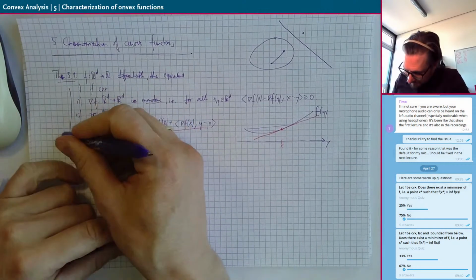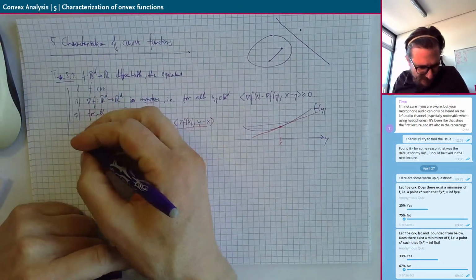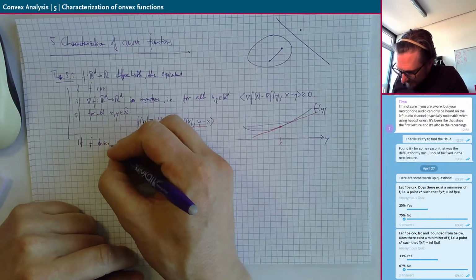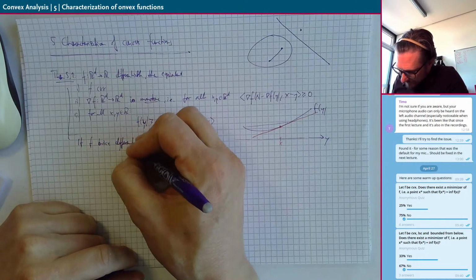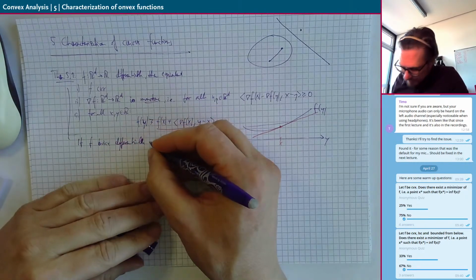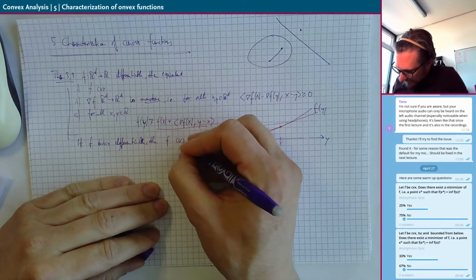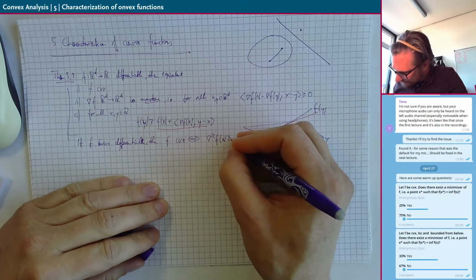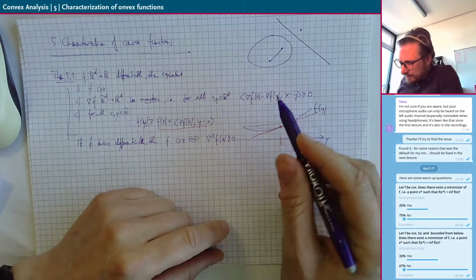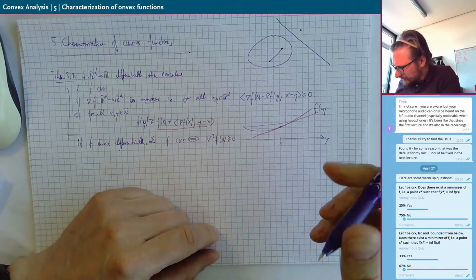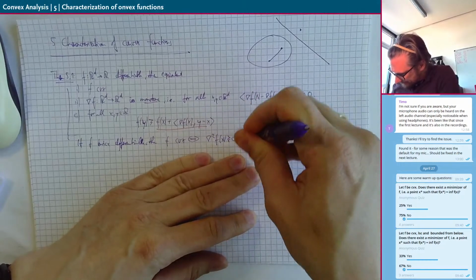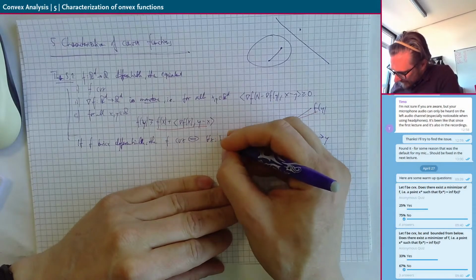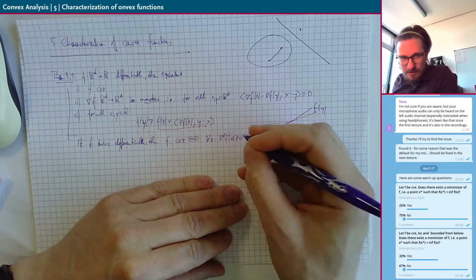Oh no, this is not the full result. There's more. If f is twice differentiable, then f is convex if and only if the Hessian is positive semi-definite. So the Hessian in every point. Or maybe I should write that more carefully. What I wanted to say is that for all x, it holds that the Hessian of f is positive semi-definite.